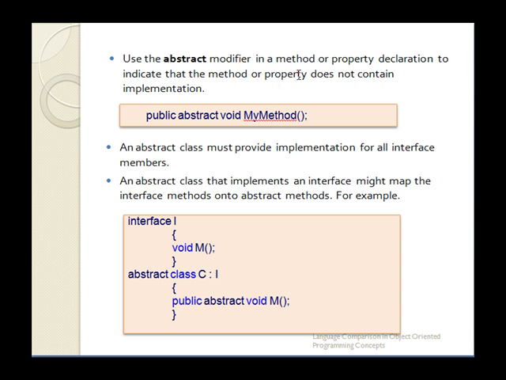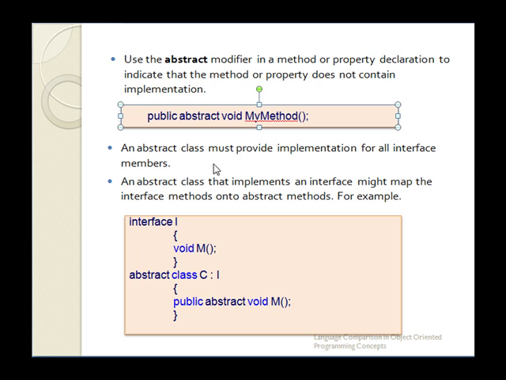Use the abstract modifier in a method or property declaration to indicate that the method or property does not contain implementation. You can see the method declaration is in an abstract class. Abstract method declarations are only permitted in abstract classes. You can see there is no method body. This method declaration simply ends with a semicolon, and there are no curly brackets following the signature. The implementation is provided by an overriding method, which is a member of a non-abstract class.